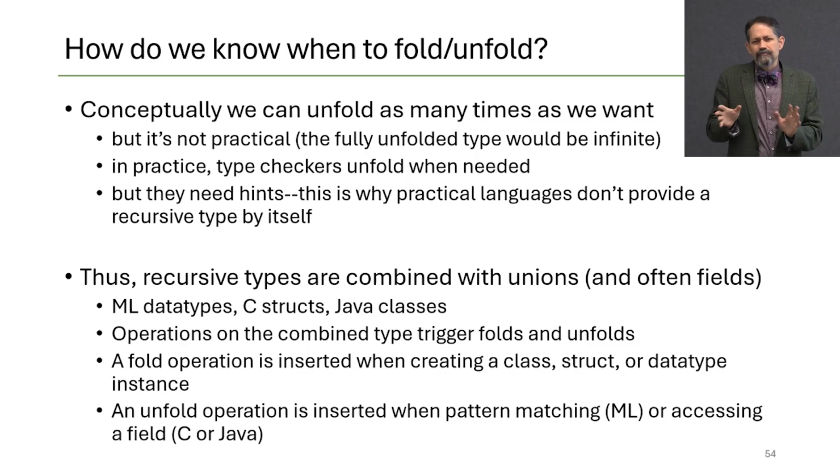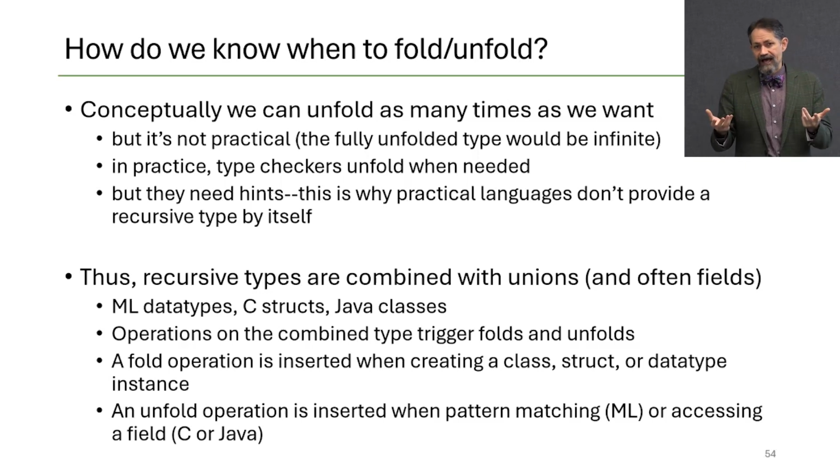But a practical language, that would be a little bit annoying, right? So practical languages don't provide recursive types by themselves. They combine them at least with unions and often with fields as well. So ML data types, C structs, Java classes, we all see these done in this way. And then operations on the combined type, right? The data type, the struct, the class, they trigger folds and unfolds of the recursive type.